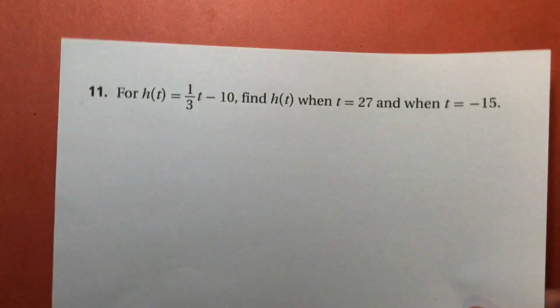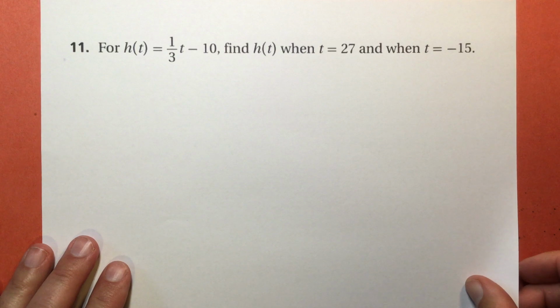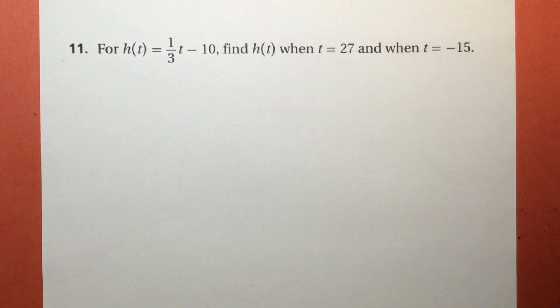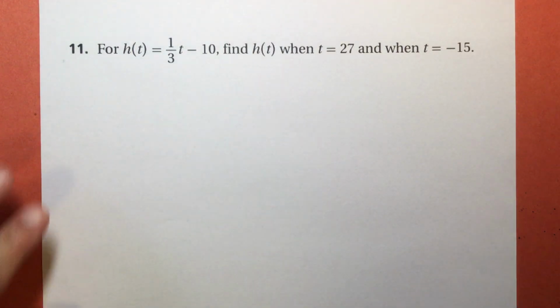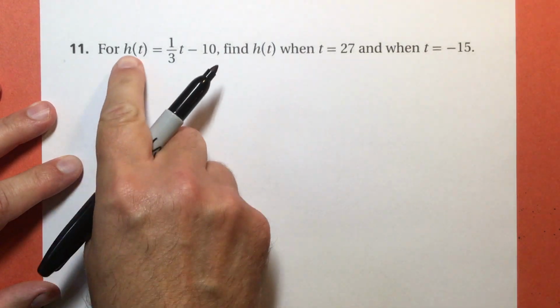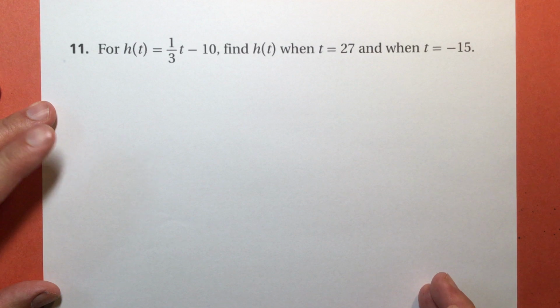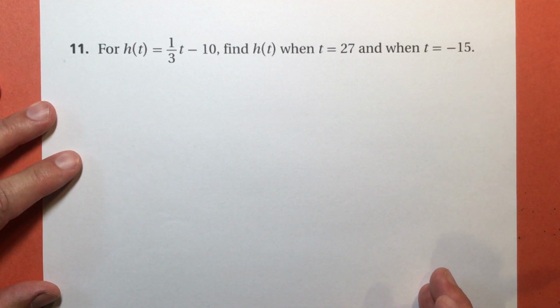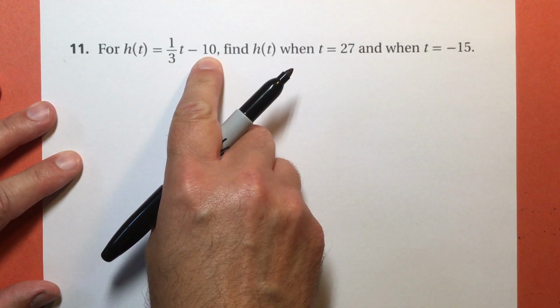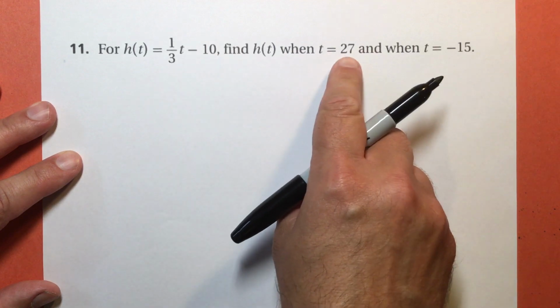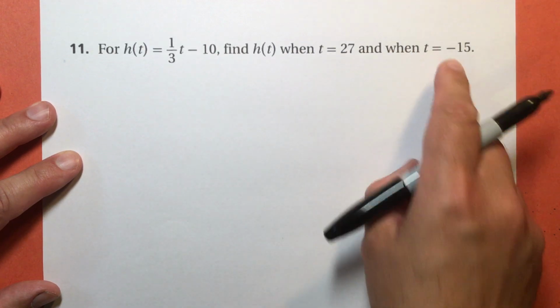And like I said, problem number 11 is on a separate sheet of paper. Here it is. Oh no, there's a fraction. It's okay, don't panic. You can do it. h of t is 1/3 of t, which means divide by 3. Multiplying by 1/3 is the same as dividing by 3. And after I do that, I'm going to subtract 10. All right? So I'm going to try t equals 27 and then negative 15.